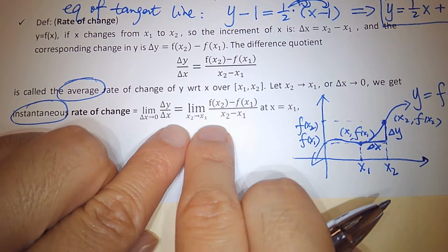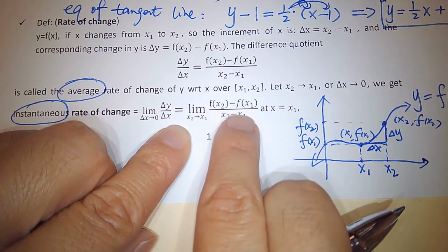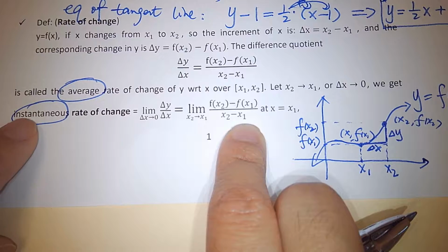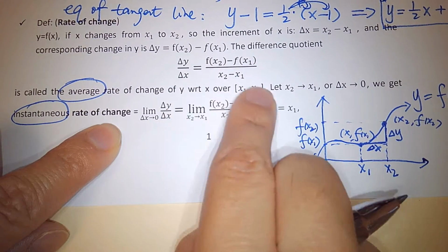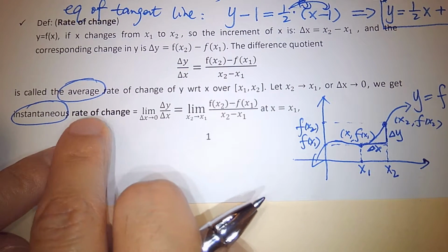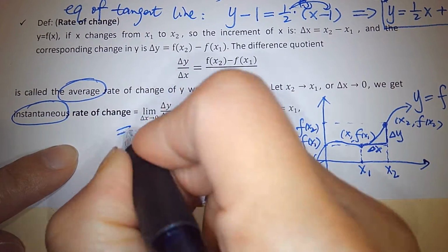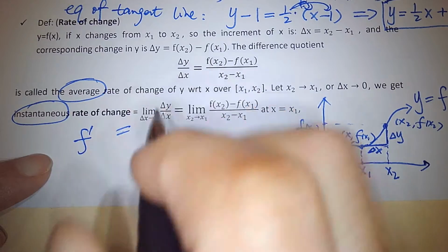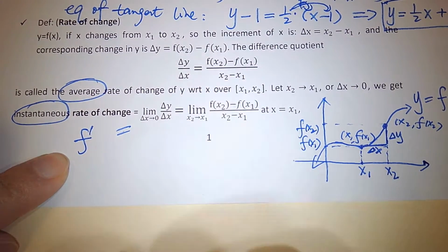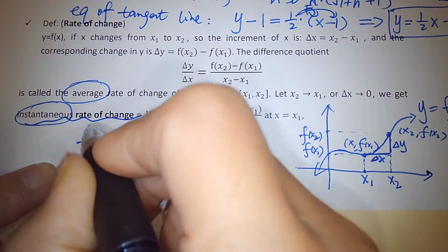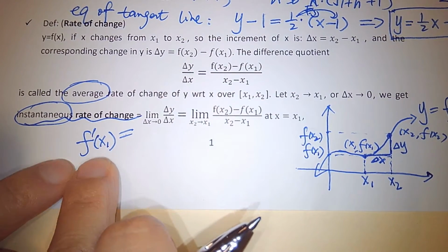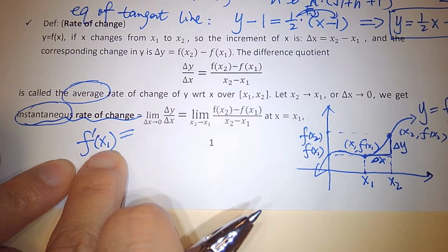And then if we write it down more specifically, it looks like this. We call this the instantaneous rate of change. And what is this, guys? What do you think about it? This instantaneous rate of change is actually the derivative of the function f at x equals x1. So what is the instantaneous rate of change? It is the derivative of the function f when x equals x1.